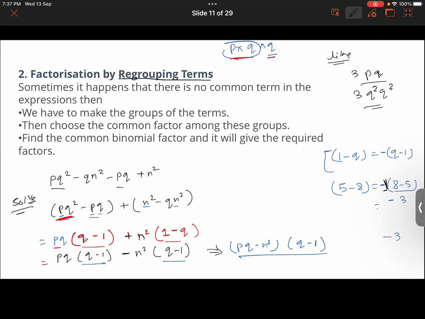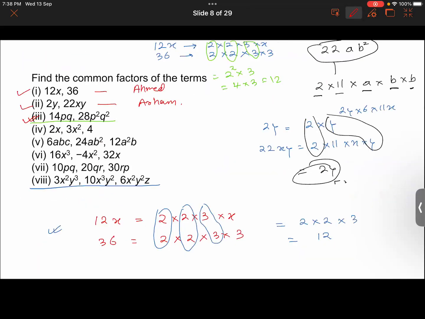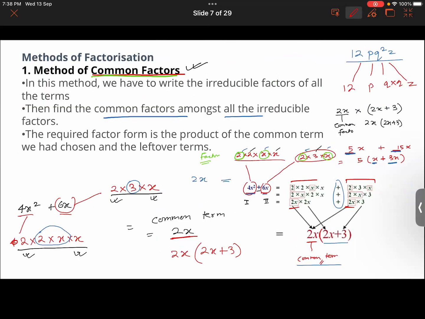I guess you were not present, Arham, when we were discussing the second method. Yes, I was. On the first method, I was present. You were present only in the first class. Yes, sir. Okay, Arhan, so it's up to you. Quickly define how do you solve questions when using the method of common factors. Arhan, define it. How do you solve the question like this?